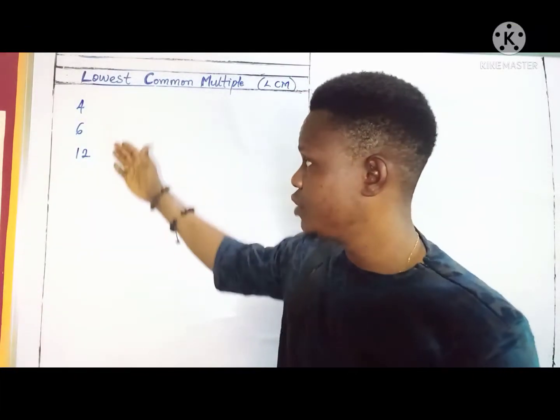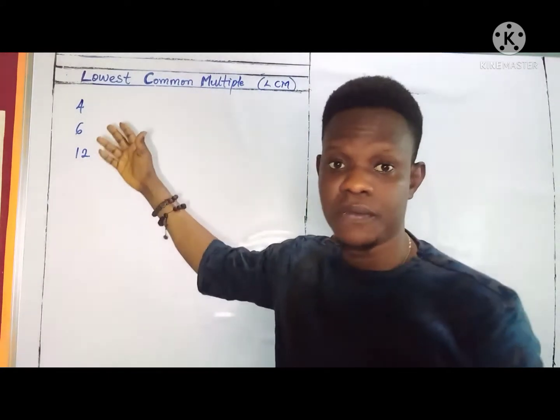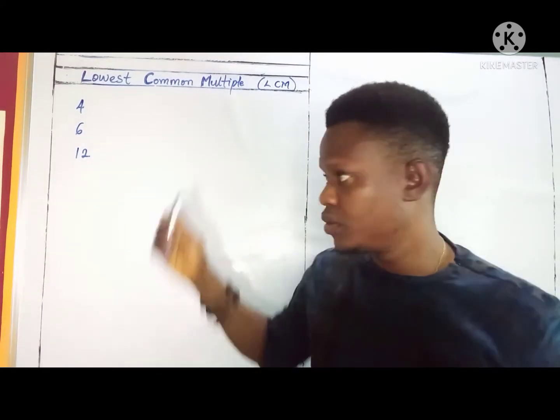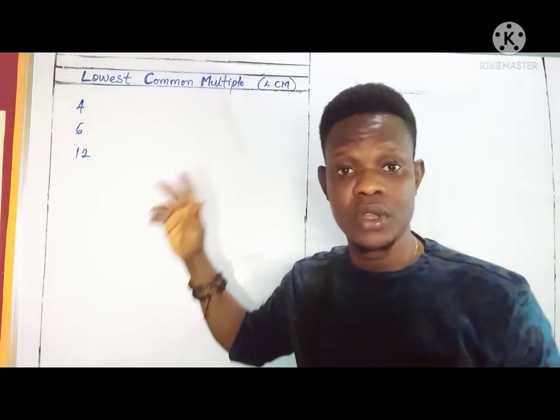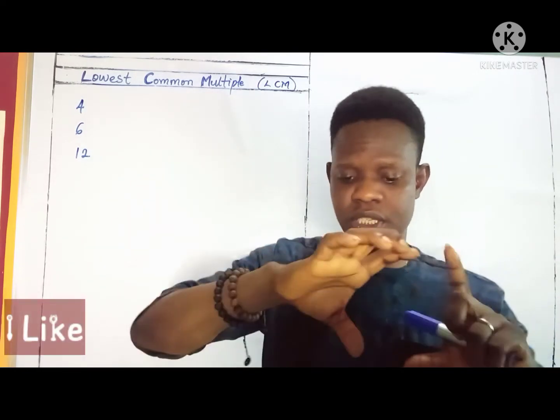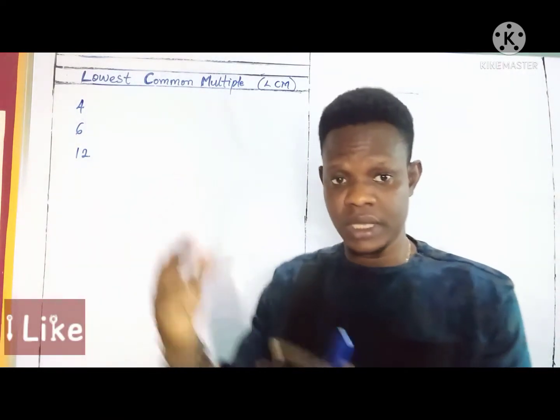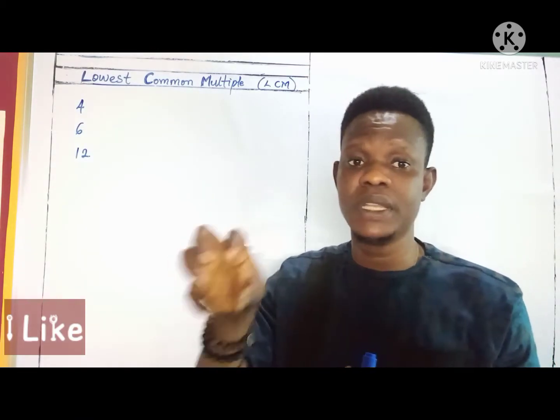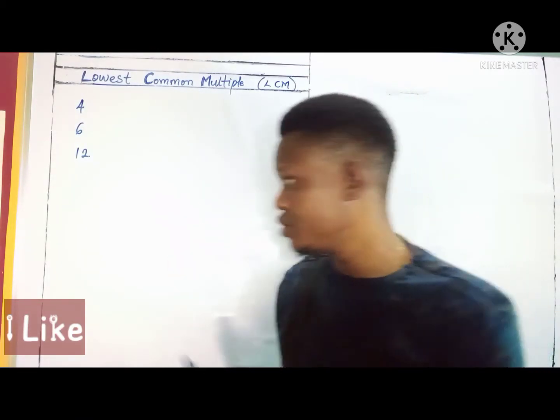Also, you may be asked to find the LCM of more than 2 numbers, like what I have on the board here. These are 3 numbers, 4, 6, and 12. To find the LCM of 4, 6, and 12, we first need to find their multiples. Then we bring out their common multiples. Then we pick the lowest among the common multiples. So let us do that now.